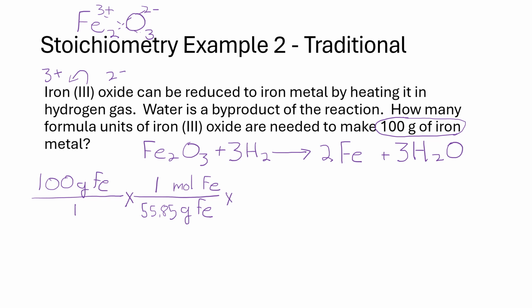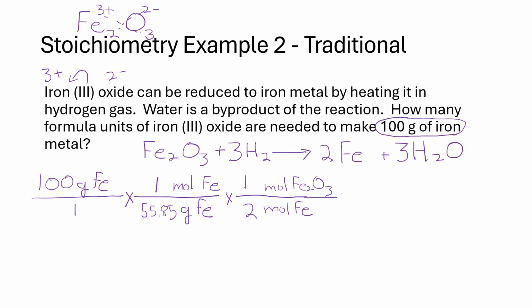We were asked to figure out how much Fe2O3. So I need to convert to a different chemical. So my next step is going to use the coefficients from the balanced equation to convert chemicals. So I'm going to put moles of Fe down on the bottom and moles of Fe2O3 on the top. And the coefficients from the balanced equation are going to give us this ratio. 2 moles of Fe for every 1 mole of Fe2O3.